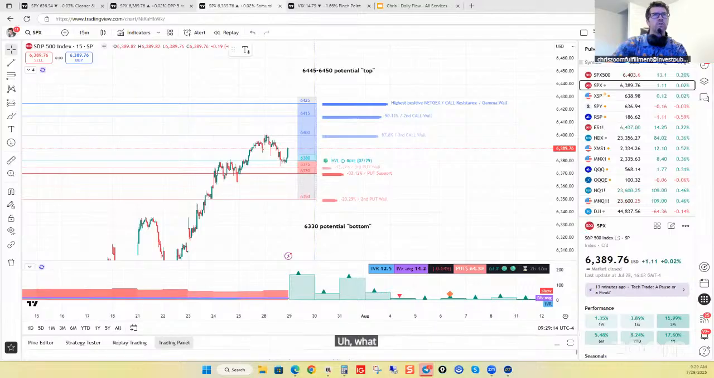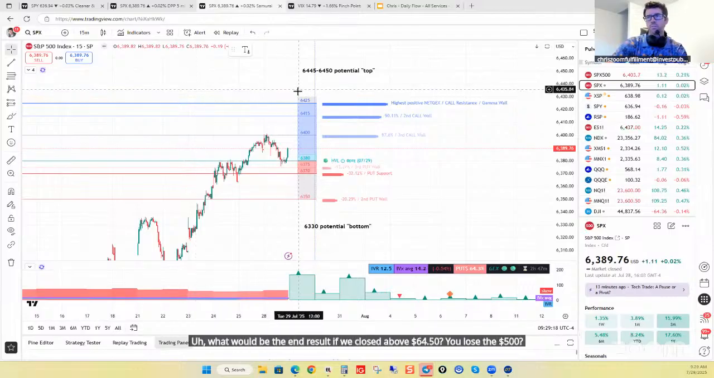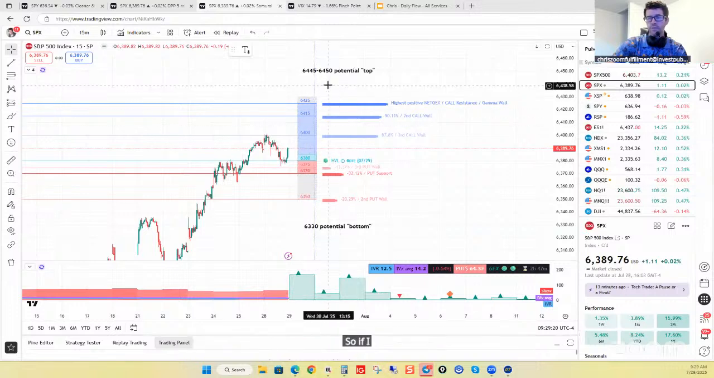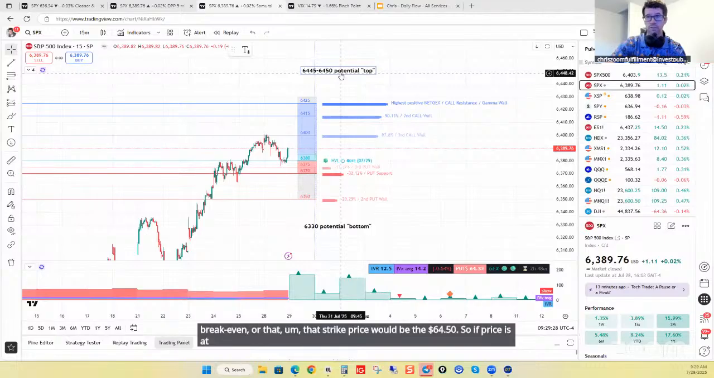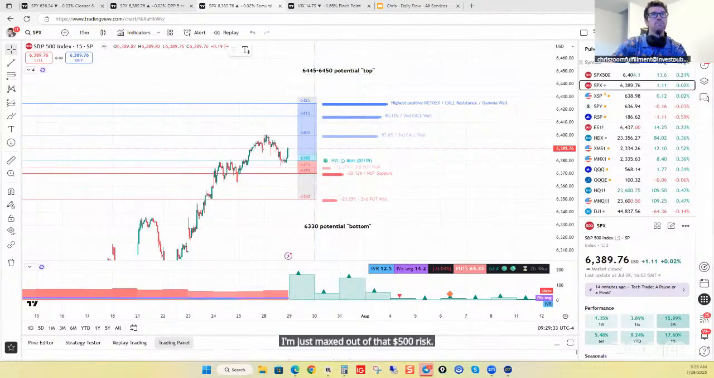What would be the end result if we closed above 64.50? You lose the 500 bucks. So if I got filled at $55 credit, I'm risking 500 bucks. That break even or that strike price would be the 64.50. So if price is at 64.51, 52, 53, I'm just maxed out of that $500 risk. There is always risk in the trade.